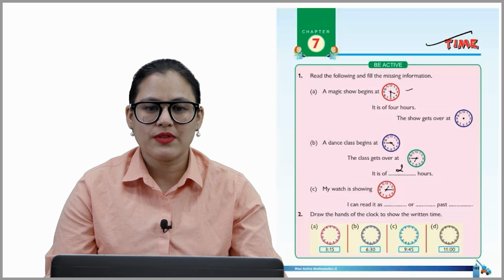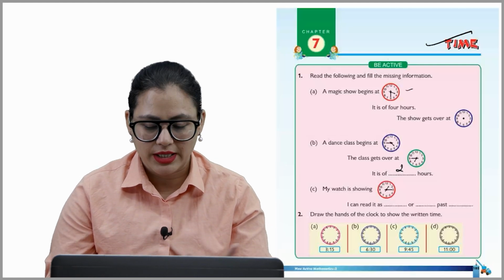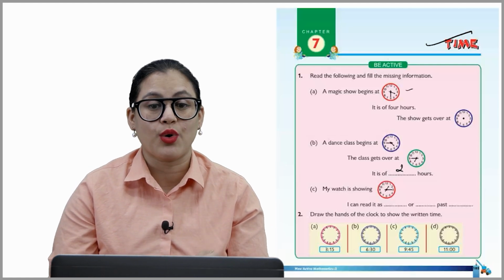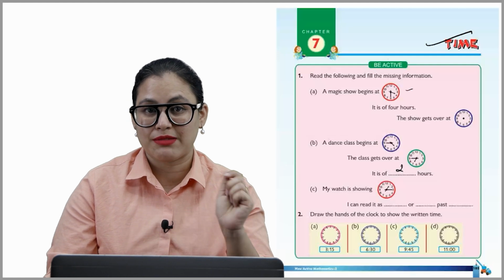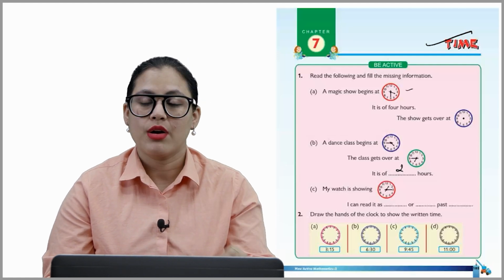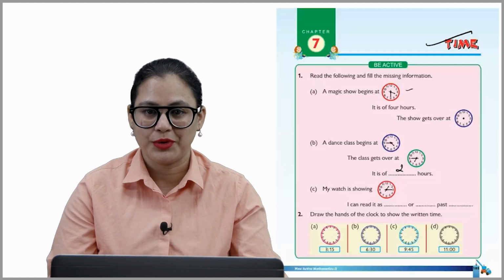Number 2, draw the hands of the clock to show the written time. Okay, in this question, you have to draw the hands of the clock, that is minute hand and hour hand, whatever the time is shown here, written here, okay.